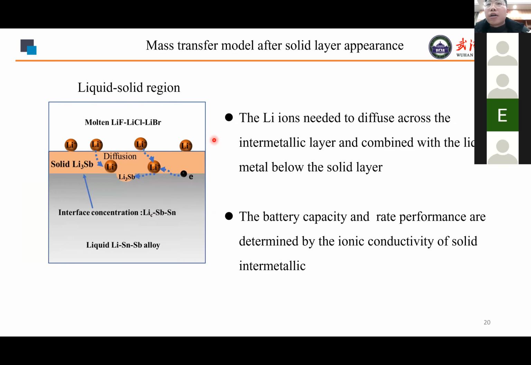When the content of lithium on the surface of the electrode reaches the critical value, the solid lithium antimonide starts to grow and cover the surface. The lithium ions need to diffuse across the solid layer to be reduced and combine with the liquid alloy below the solid layer. So the battery capacity and rate performance are determined by the ionic conductivity of the solid layer.